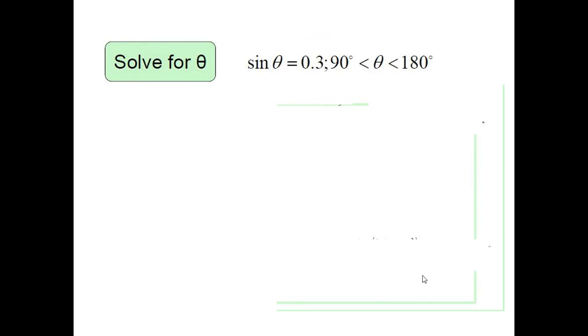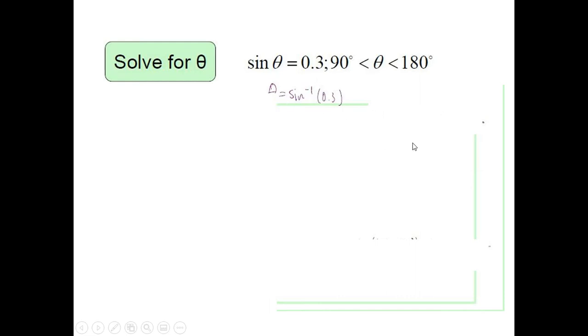This one's a little bit tricky. It says solve for theta. Sine of theta is equal to 0.3, but we're going to be in quadrant 2, between 90 degrees and 180 degrees. So theta is going to be equal to the inverse sine of 0.3. 0.3 is my ratio, but my angle is going to be the inverse sine of that.